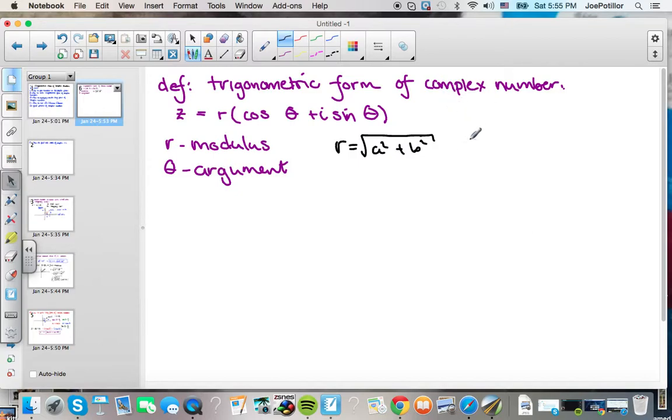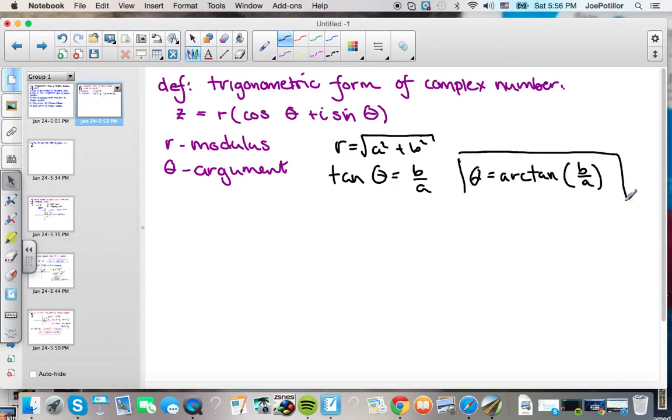And then we end up with tangent of theta equals b divided by a. Or I could write that theta equals arctangent of b divided by a. Of course, a cannot be 0. Okay? So far, so good.